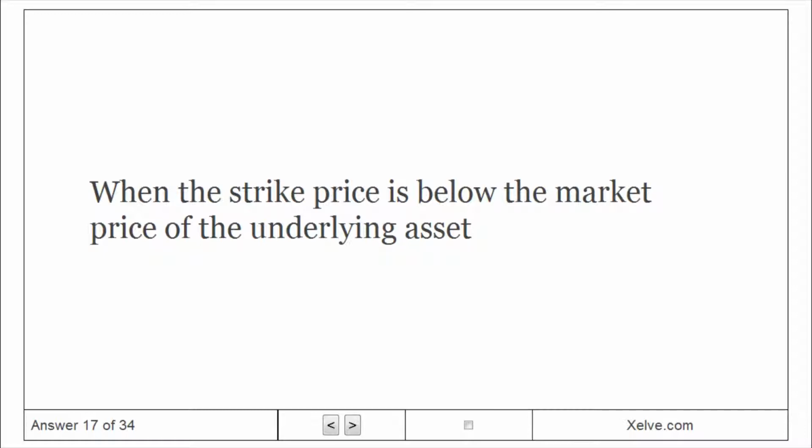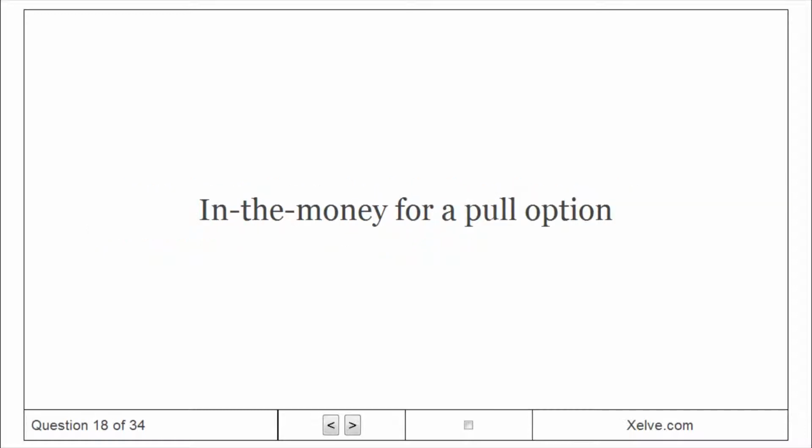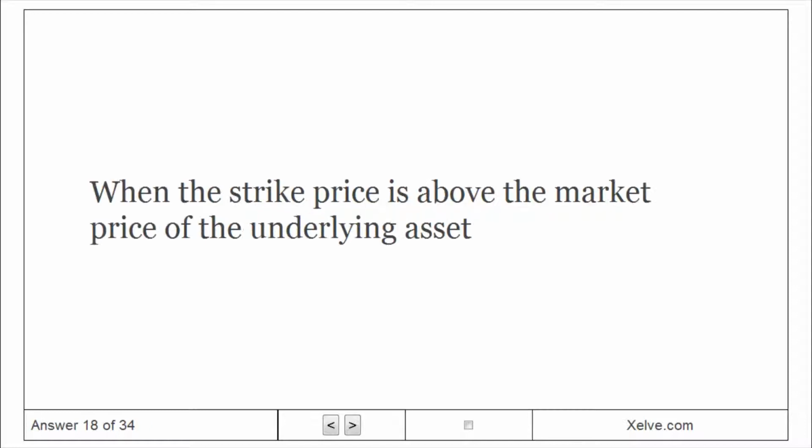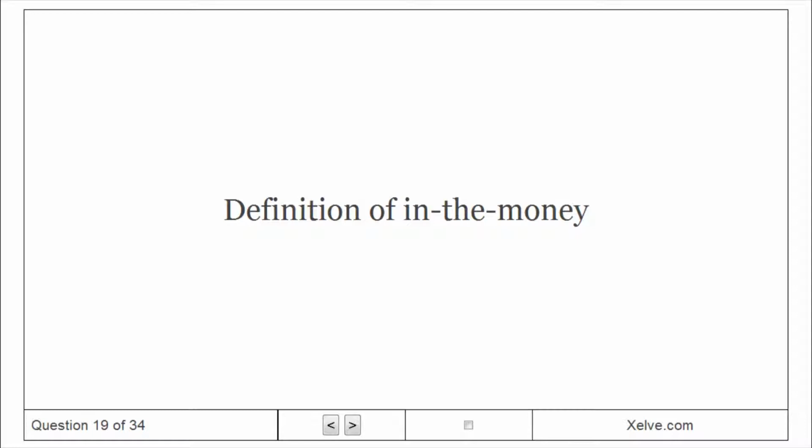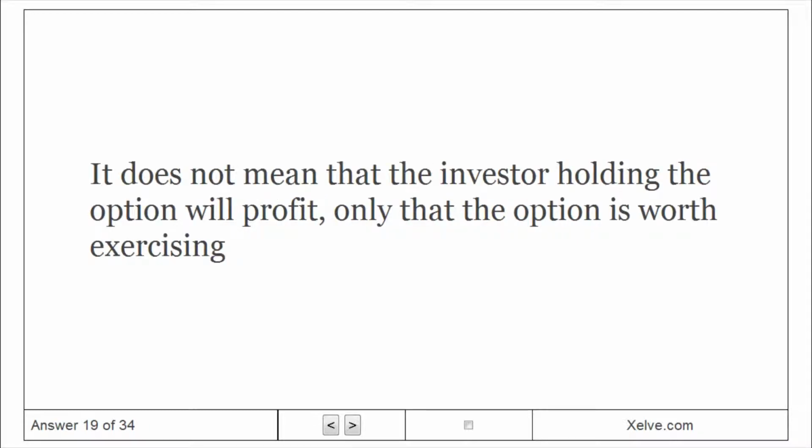In the money for a put option. When the strike price is above the market price of the underlying asset. Definition of in the money. It does not mean that the investor holding the option will profit, only that the option is worth exercising.